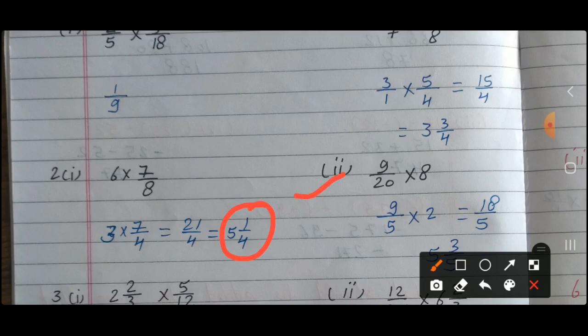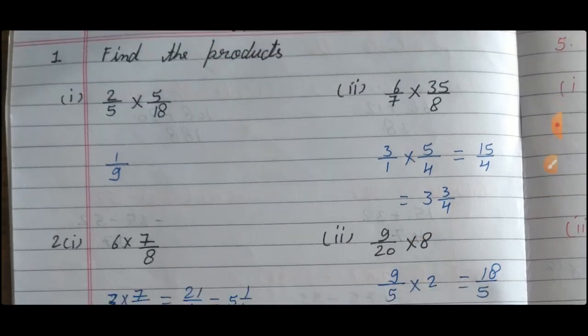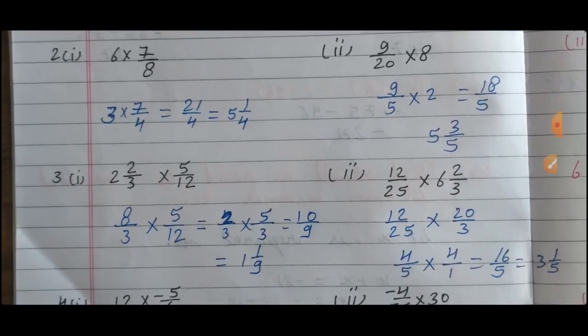Second part, 9 upon 20 multiplied by 8. Yes. Here 8 and 20 both have a common factor of 4. 4 2s are 8, 4 5s are 20. Yes, 9 upon 5 multiplied by 2. Yes, 9 multiplied by 2, 18 upon 5. And the mixed form for this, 5 whole 3 upon 5. So the rest of the parts of question number 1 and 2, you have to complete yourself as homework.